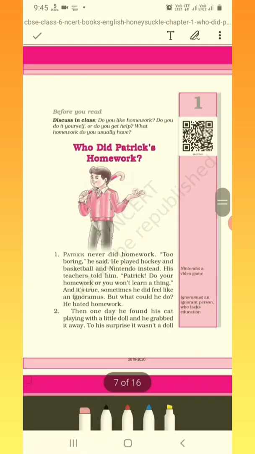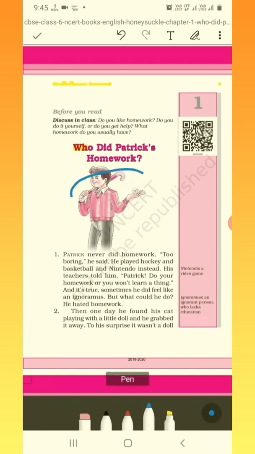Like I said in the beginning, this is the first lesson of the English text called Honeysuckle. The name of the lesson is Who Did Patrick's Homework? And here is our main man, Patrick. Okay, so let's start reading without further delay.